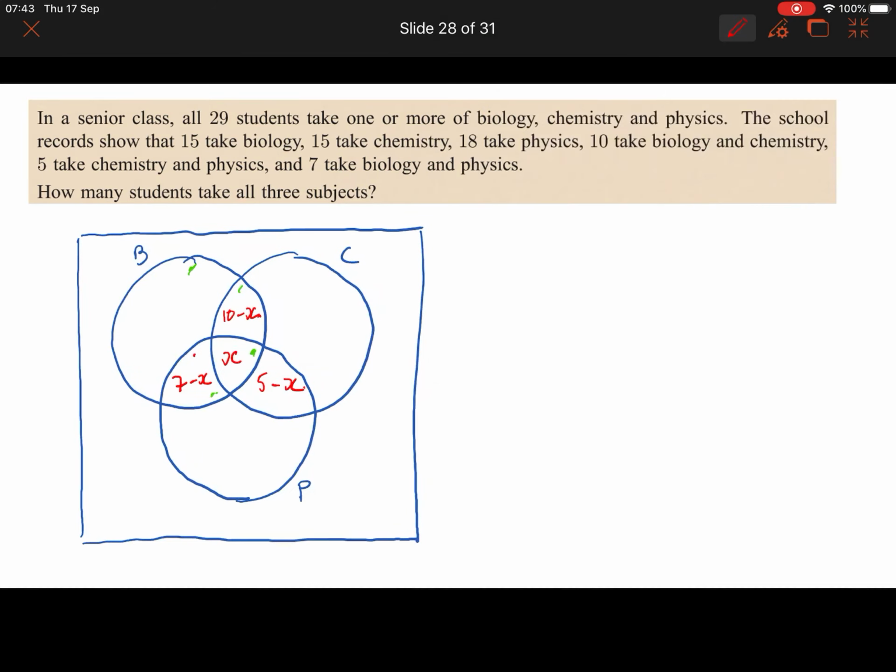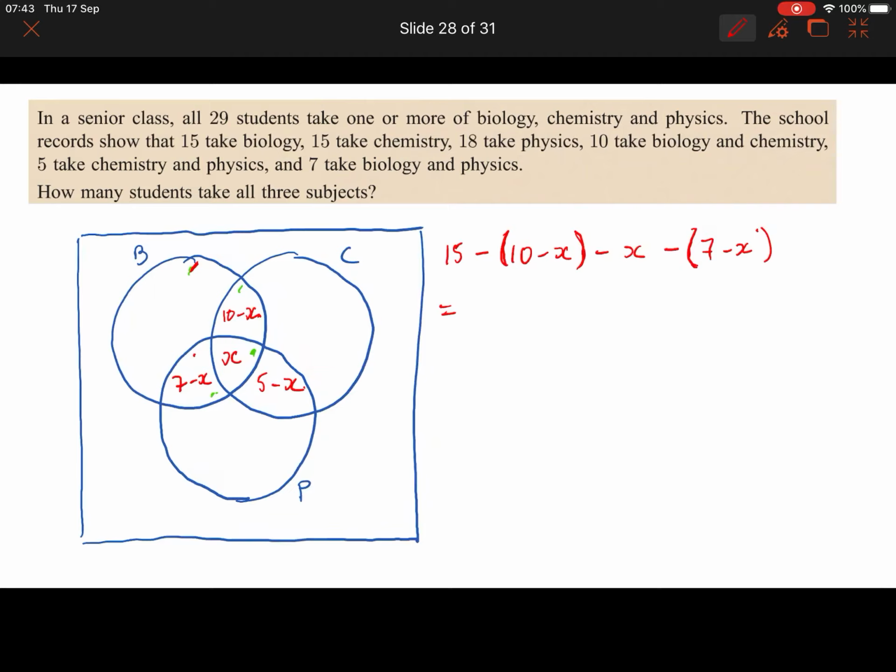So what must go in this region here must be 15 minus 10 minus x minus x minus 7 minus x. And be really, really careful here, guys. Okay, use brackets. If you don't use brackets, you will get this wrong. Because let's just have a look at what that's going to be.